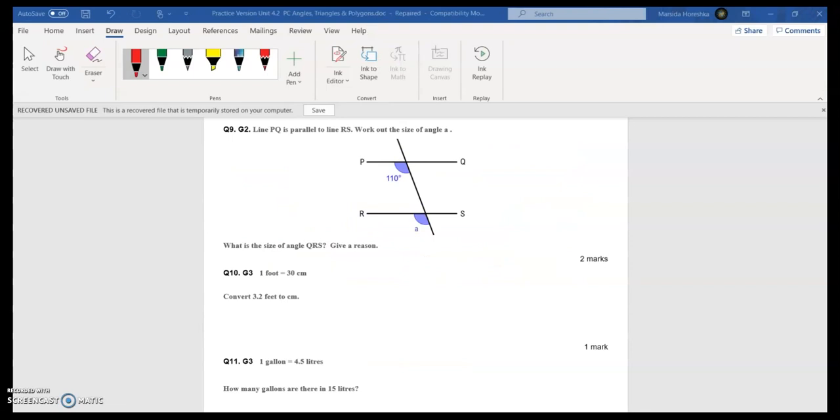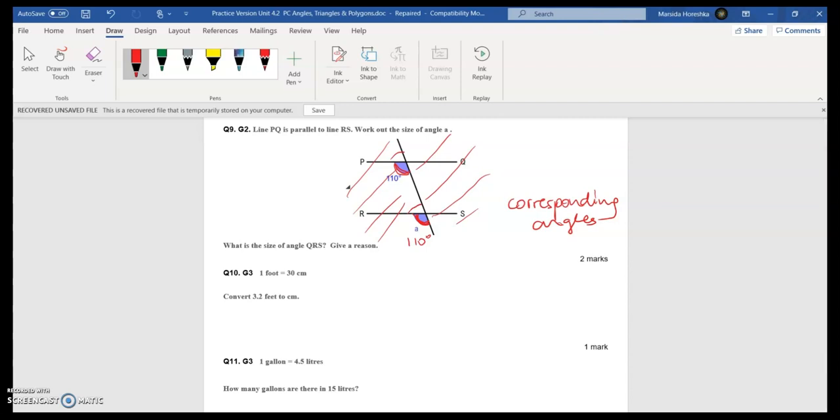Line PQ is parallel to line RS. Work out the size of angle A. So we have these two parallel lines and a line that cuts through them, the transversal. Now we can look at these as rooms, for example, or sections, divisions of different places. And we've got this side, which is on the right, and this on the left of the transversal. So what we do is we have angles which are on the same side, so they correspond. So these two are corresponding angles. And this is going to be 110 degrees, so same size. This one will correspond with this one, and they would be the same size.